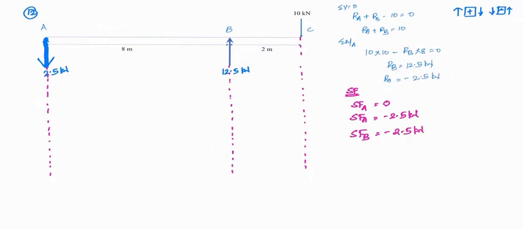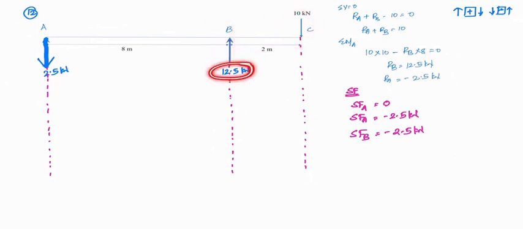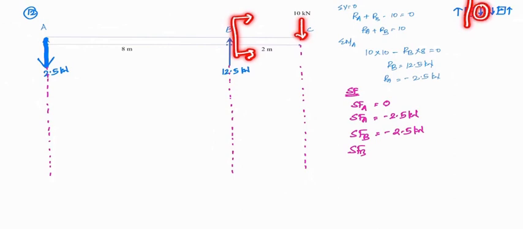Now the section just moves towards here. Either I can look in this direction or in that direction, whichever is convenient. If I look towards the right, you can see there is only one force, but if I look to the left, there are two forces. So it's up to you. But I will consider SF at B looking towards the right, which is my easier portion. There is a 10 kilonewton force in the downward direction. I will take it as positive. So SF at B, I can take it as 10 kilonewton for the downward direction.